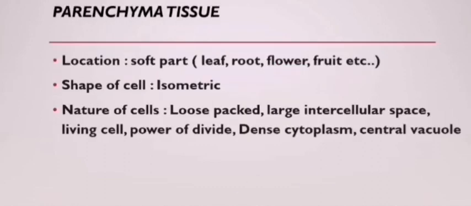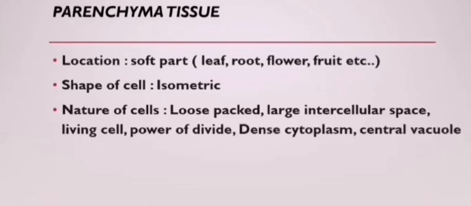Let's begin with parenchyma tissue. First of all, we will see in every tissue where they are located, what is the shape of the cell, what is the function and what is the nature of the cell. Nature of the cell means how do they look, what functions do they carry on, like that way. So location, it is present in every soft part of the plant. For example, you see a leaf or you see the root, irrespective of whether it is a tap root or fibrous root or any other kind of root. So root is considered as a soft part of the plant.